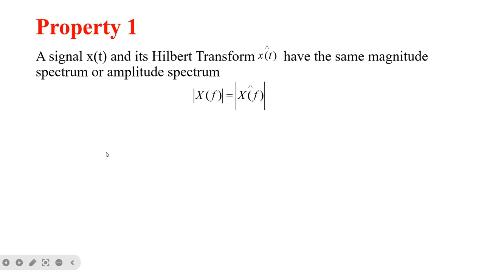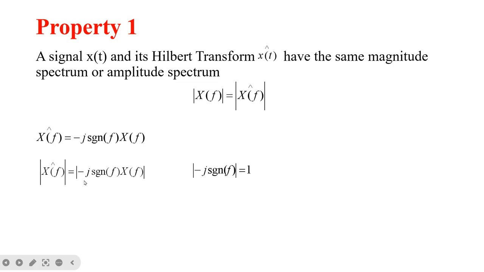X cap of f. Now we know that X cap of f is equal to minus j signum function into X of f. Okay, so here if we apply magnitude on both the sides of this equation, we can write it as magnitude of X cap of f is equal to magnitude of minus j signum function into X of f. But the magnitude of minus j signum function is equal to 1. So if we substitute this by 1, we get magnitude of X of f equal to magnitude of X cap of f. So X of f is equal to magnitude of X cap of f.